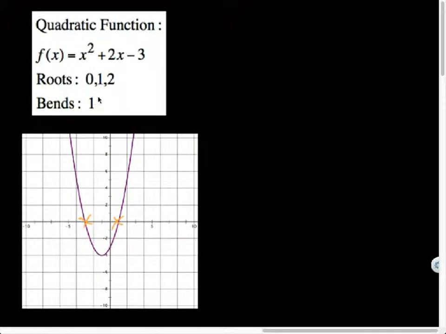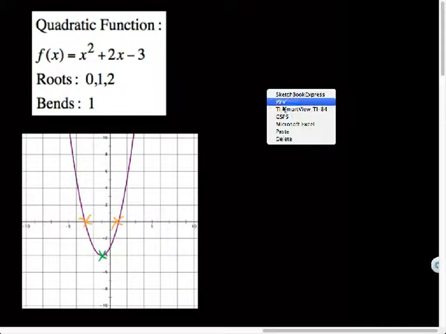And then the other thing I want to point out is the number of bends. What do I refer to as bends? A turning point. Notice it changed direction. It was decreasing, decreasing, decreasing, stops, and then changes direction. So that's what I mean by bends with these polynomials. And we'll have more specific names for them later on. But don't you fret.